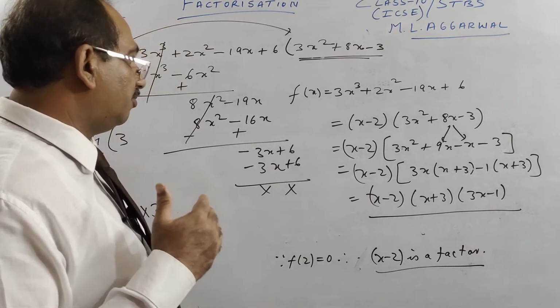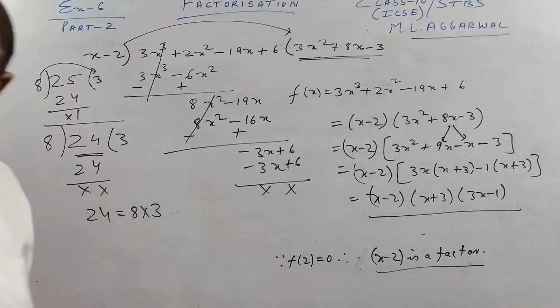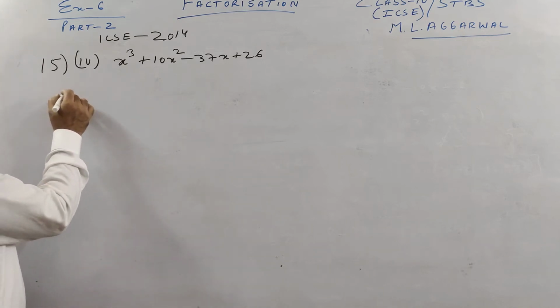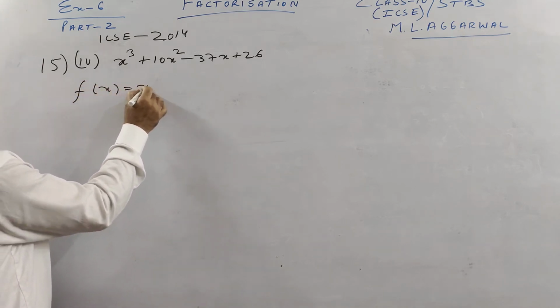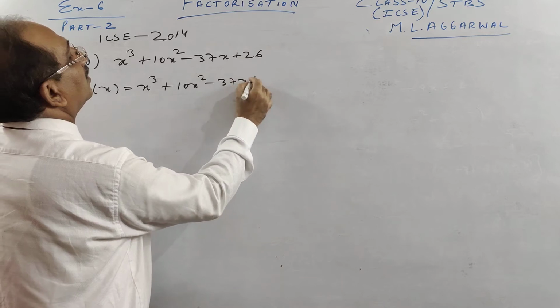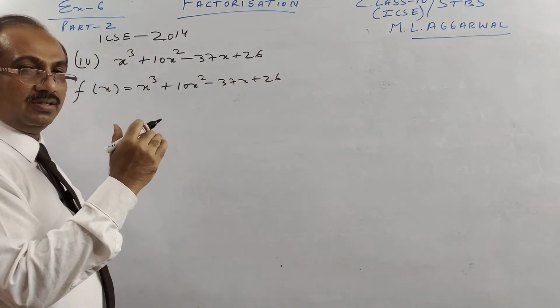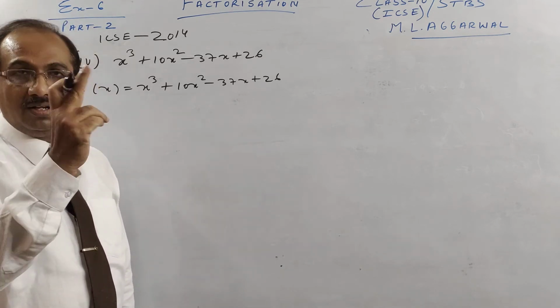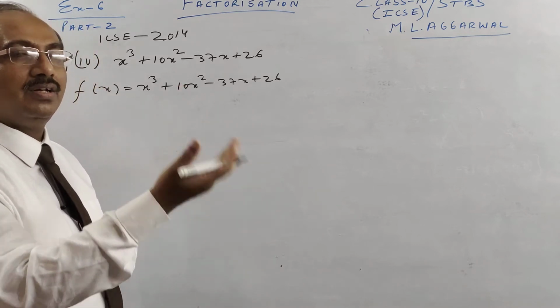So one sum I have done and one more sum I'll do. So please pause the video and copy. Next we move on to question 15 part 4, which is ICSE 2014. Now same way with hit and trial method, let this be fx. So this is a function of x. Okay. So children, again I am reminding you, we are doing these sums where there is no factor given. So our basic idea is to find the one factor, then we go back to the previous one.